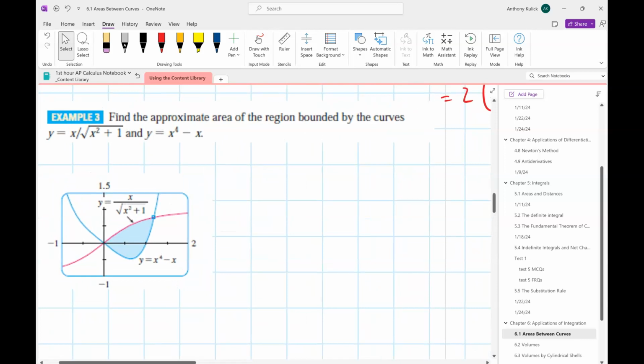It says find the approximate area of the region bounded by the curves given below. So what do you notice we're not given in this problem that we had been given before? The intersections, right? The bounds for our integral. So how do we find those? Set them equal to each other. I think this one's going to be kind of stinky.